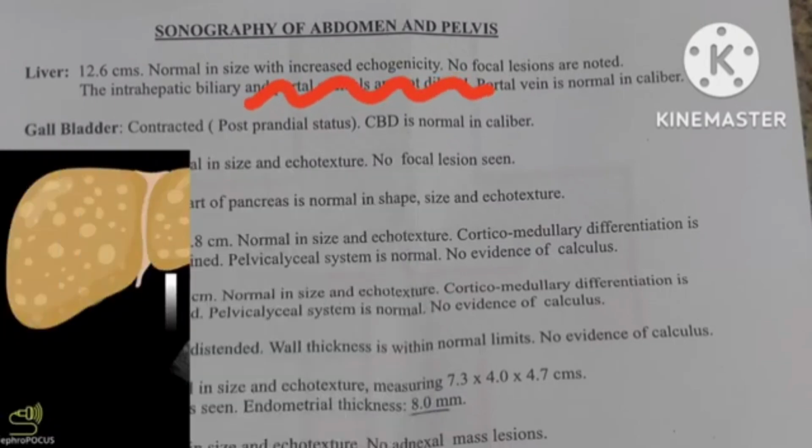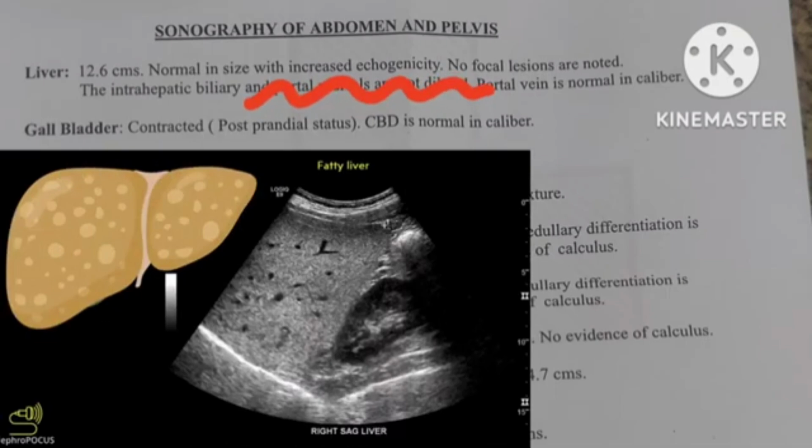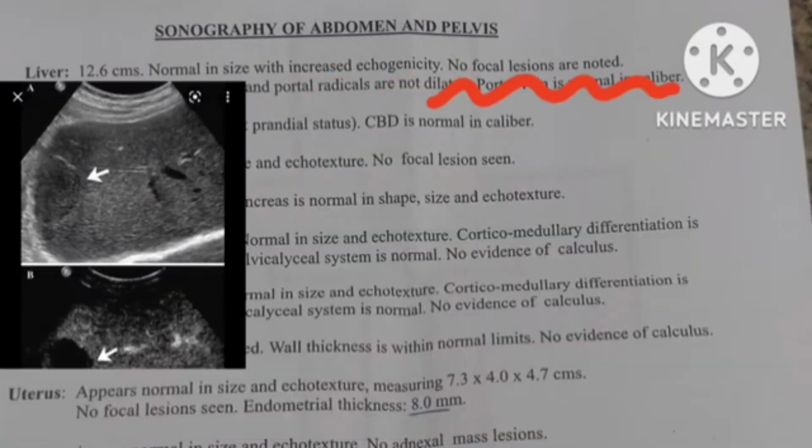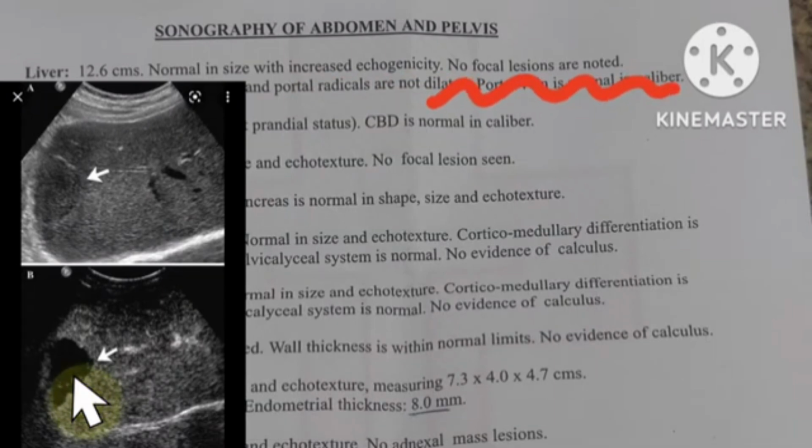If there is increased echogenicity or coarse echogenicity, there are chances of liver problems like fatty liver, liver fibrosis, liver cirrhosis, etc. They also mention the focal lesions, that is, if any lesions are seen in the liver. If no focal lesions are seen, they say so. If lesions are seen, they'll mention that focal lesions are noted.